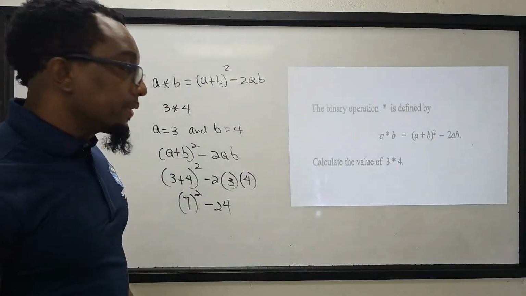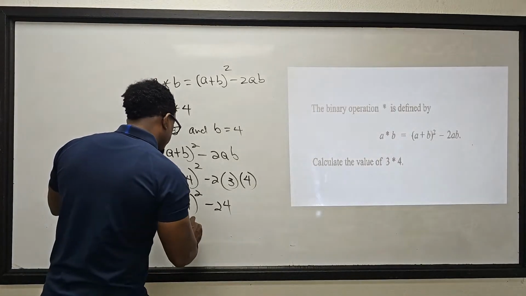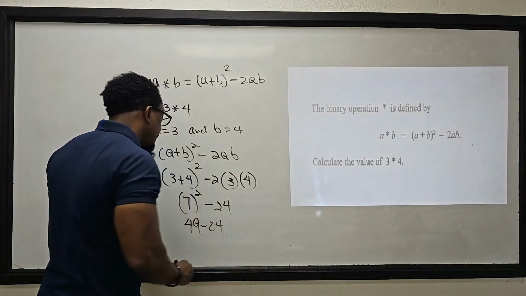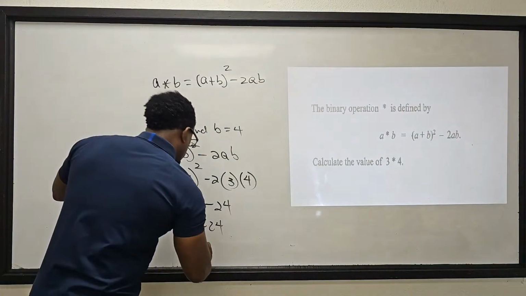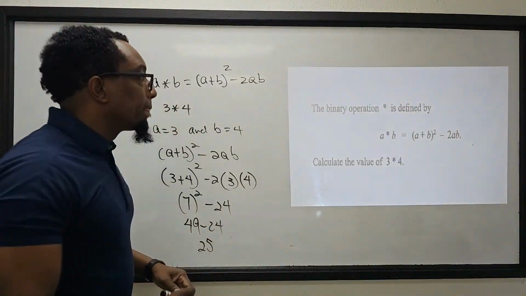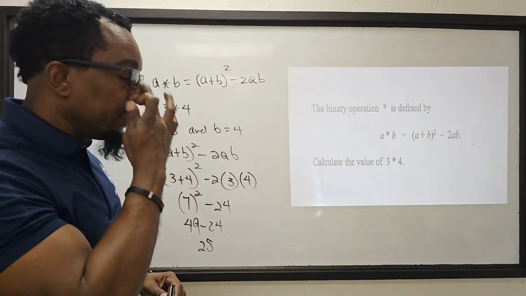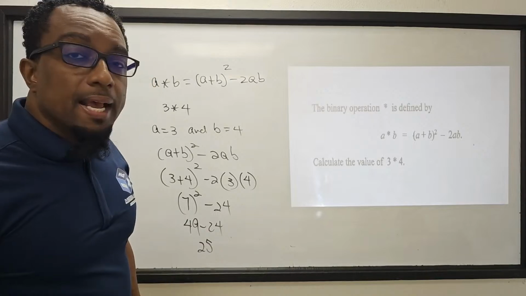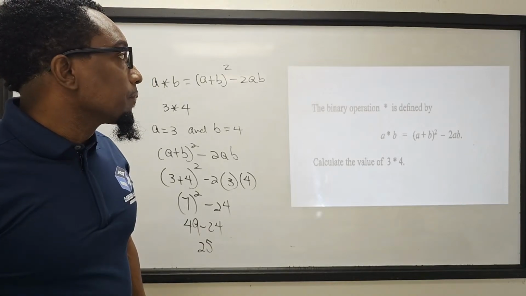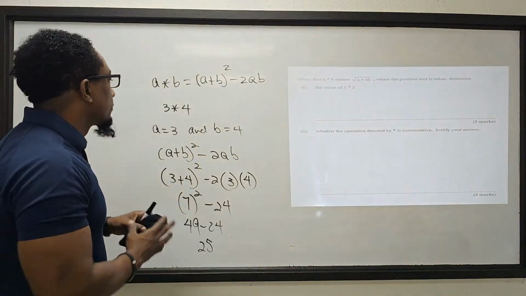Let's simplify further. 7 squared, 7 by 7 will be 49. Subtract 24. And 49 subtract 24 will give us 25. And that is your result. Ensure you understand binary operations. It is a topic you see regularly in the exam under the algebraic component. Alright, let's look at another example here.